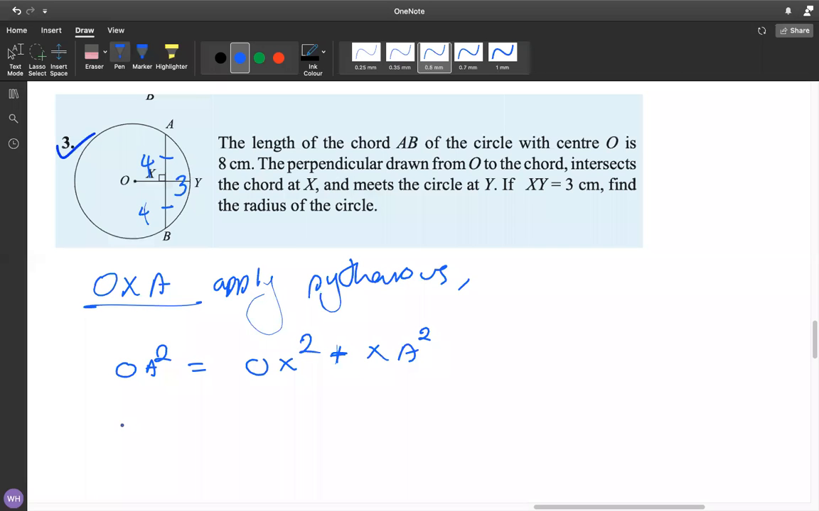So the length of OA is the radius. Let it be R. R squared equals OX squared plus XA squared. We don't know OX, but it is simply the radius minus 3, isn't it? So R squared equals (R minus 3) squared plus XA squared. Who is XA? The distance from here to here. It is 4 squared, isn't it?